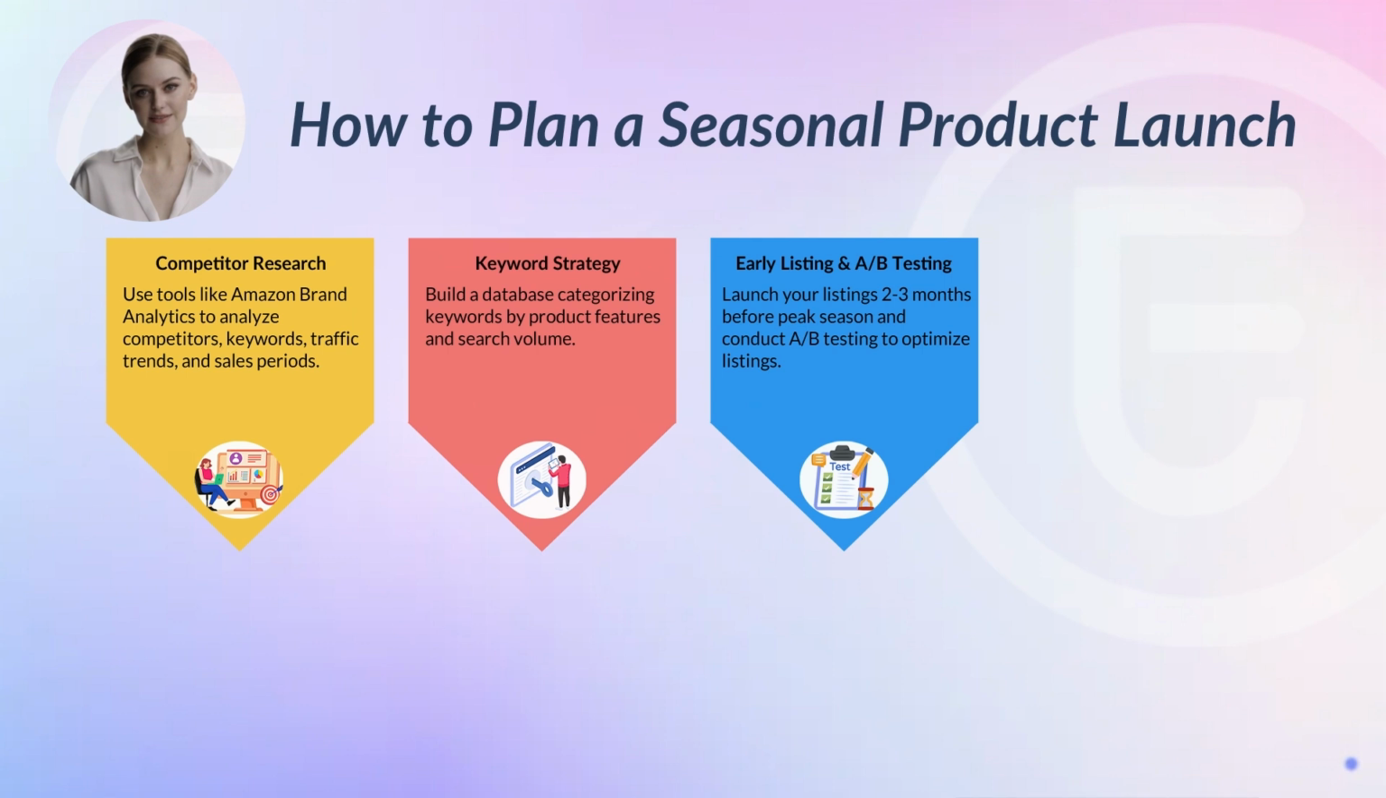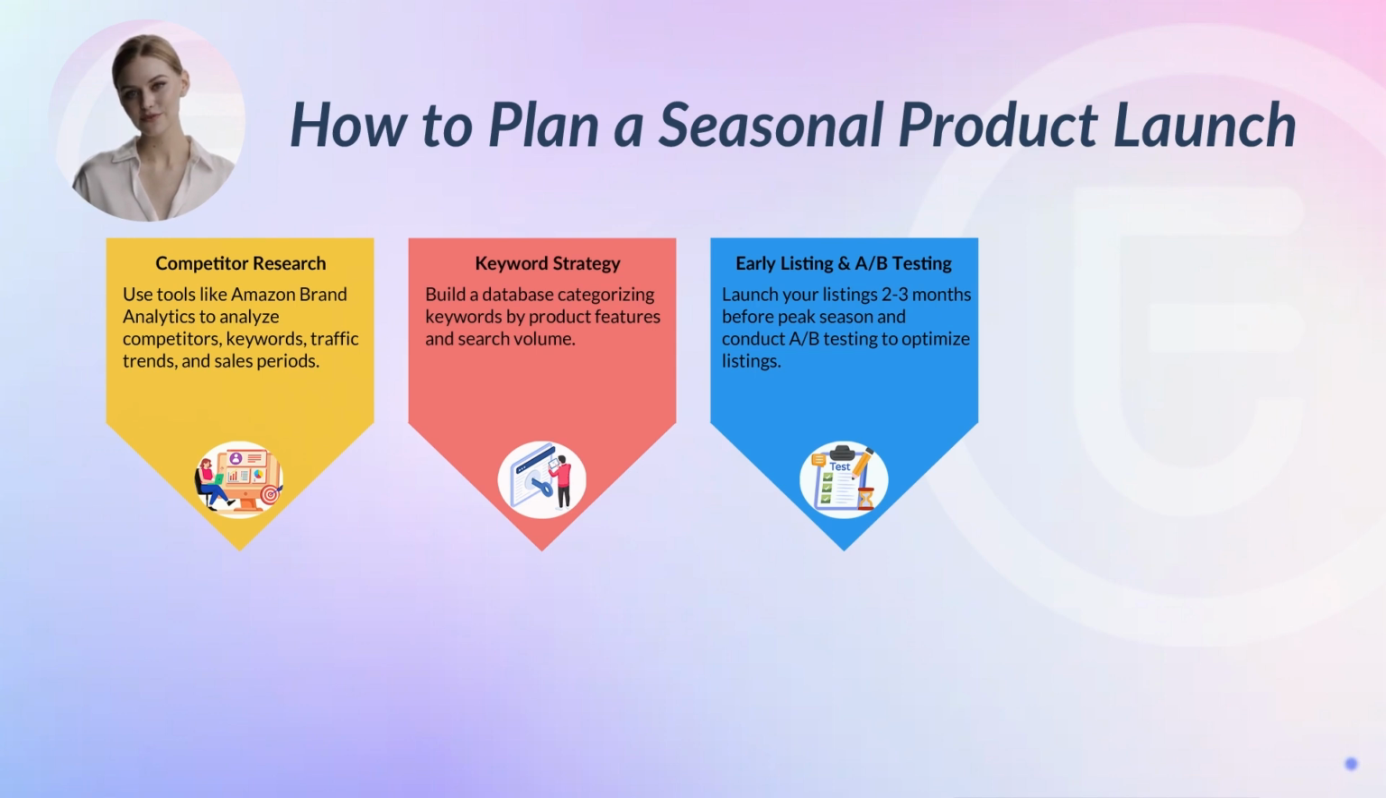A/B testing is essential for conversion optimization. Test different versions of your product title, main images, and bullet points over 1 to 2 weeks, and refine the listing based on the winning variation. The goal is to maximize click-through and conversion rates before peak shopping periods begin.